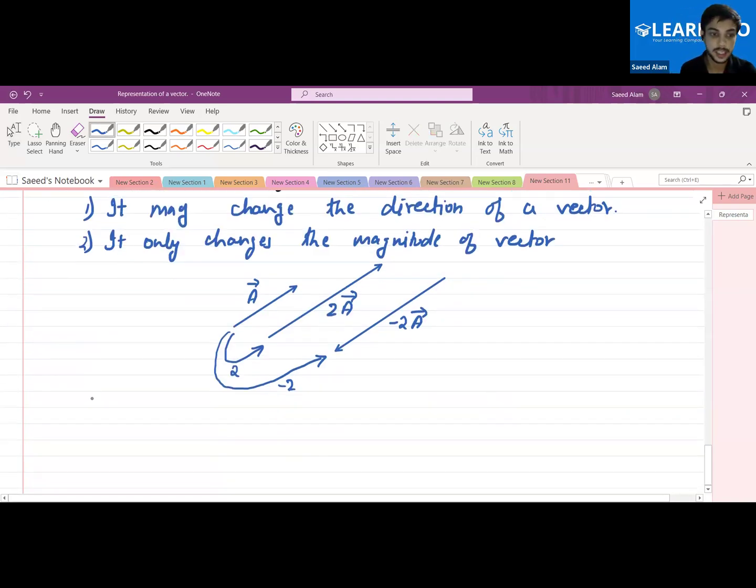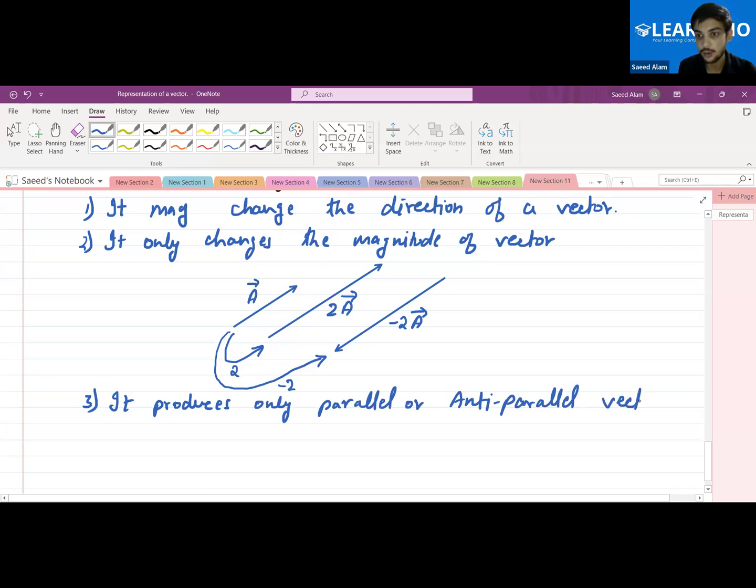The third point that we can write here is it produces only parallel or anti-parallel vectors. Yes or no? Yes. Do you agree with me over this third point, that it can produce only the parallel vector? When the vector will be parallel, what should the scalar be? The scalar should be positive. Yes. If the scalar is positive, then that vector will be called a parallel vector.